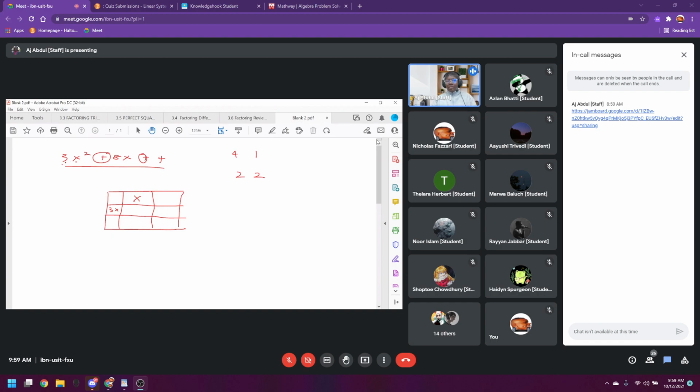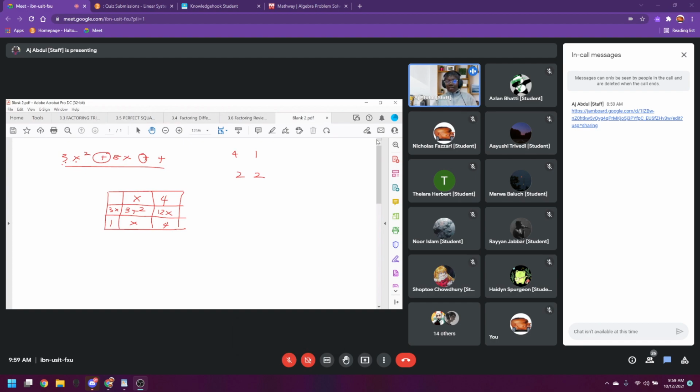So if I try the 4 and 1, let's try the 4 and 1 here, and then expand that. So I get 3x squared here. X times 1 is x. 4 times 3x, that is 12x. 4 times 1 is 4. 12x and x is not 8x. So that means the 4 and 1 doesn't work.